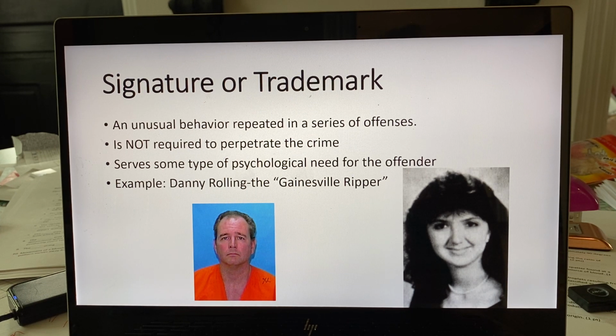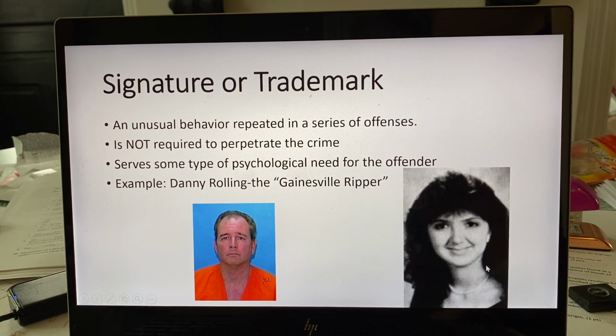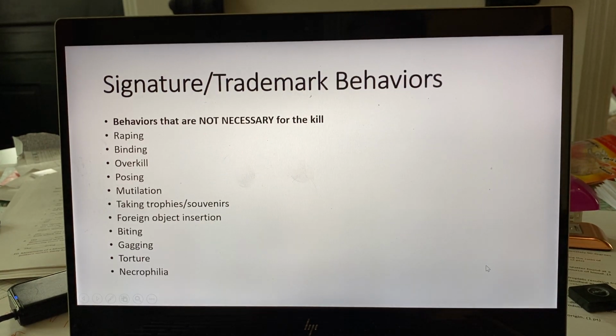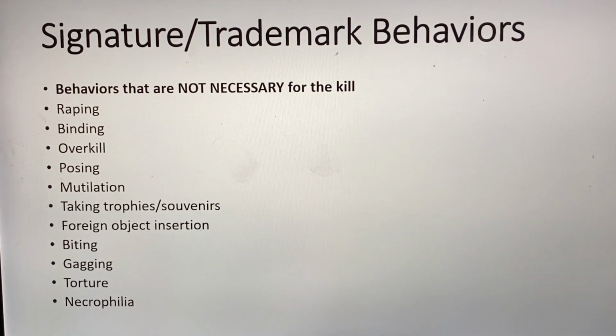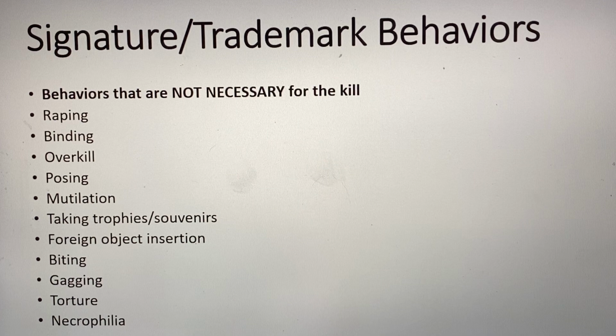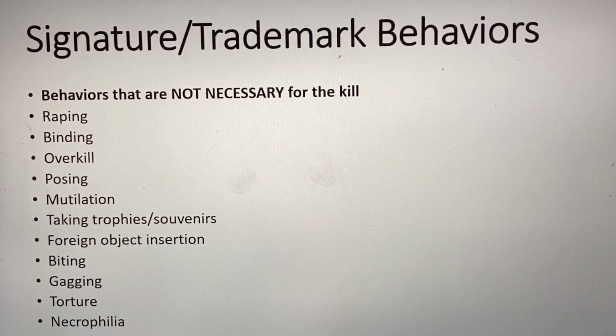Okay. That's in his head. It certainly was not needed. Post-mortem mutilation is not needed to kill someone. But in his mind, the police needed to be punished because they wouldn't give him a job, basically. So here's some examples of signature or trademark behaviors. And the bottom line is that they're not needed to kill someone.